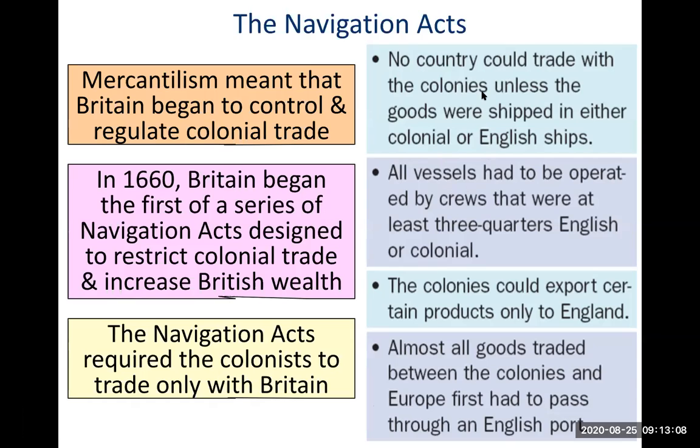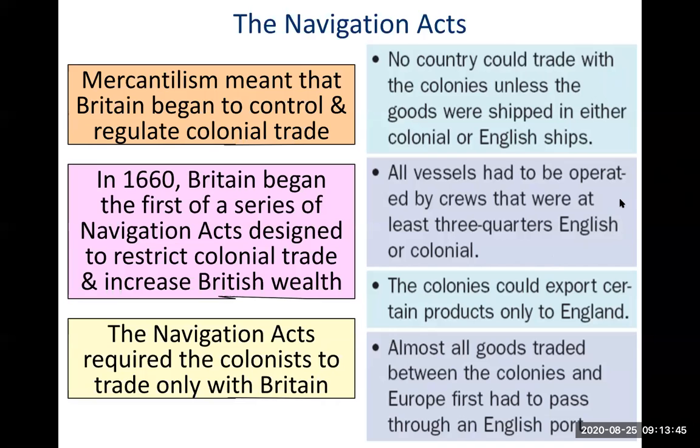No country could trade with the colonies unless the goods were shipped in either colonial or English ships. That is going to give them some extra money there, right, in terms of any other country trading with the colonies. All vessels had to be operated by crews that were at least three-quarters English or colonial. Colonies could export certain products only to England. England said, hey, this product, say it's tobacco, indigo, and cotton, you can only sell those products to England. You can only export those items to England.